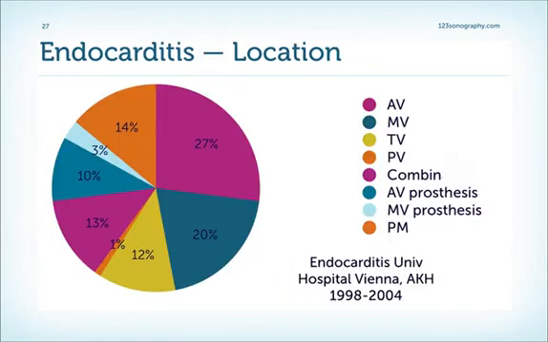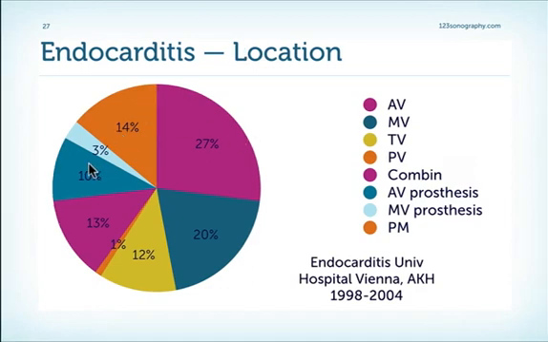And now to the question, which valve is actually involved? Well, both the aortic and the mitral valve, of course. At least in our institution, we have more patients who have aortic valve endocarditis as opposed to mitral valve endocarditis. But what is interesting is we have a large proportion of patients who have endocarditis of prosthetic material. Aortic valve prosthesis, mitral valve prosthesis, and pacemakers.